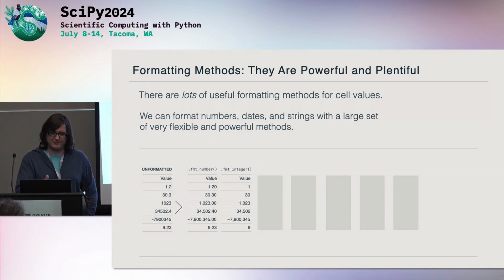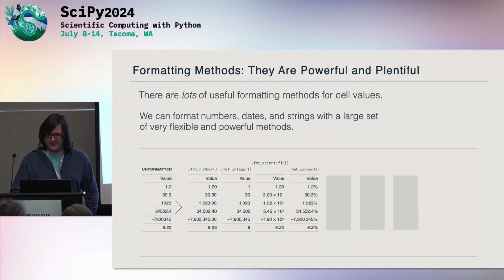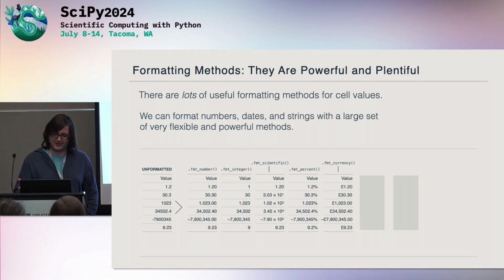If you just want integers, you can use fmt_integer. If you want scientific values, just like you've seen, fmt_scientific is your friend. If you want percentage values, you can use fmt_percent. Currency values. Great Tables knows all about currencies. You just give it a currency code. It knows what symbol to use and how many decimal places past the decimal mark. Really awesome. Just some specialized ones like fmt_bytes in case you need it.